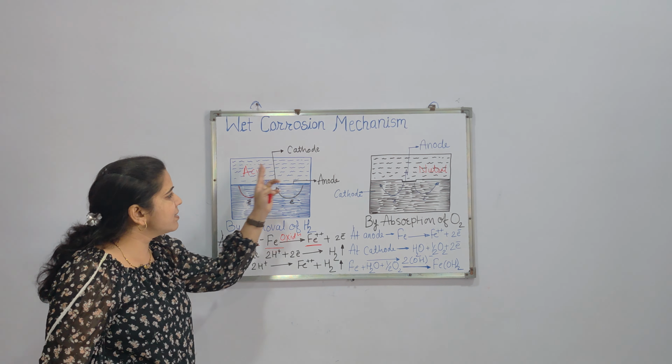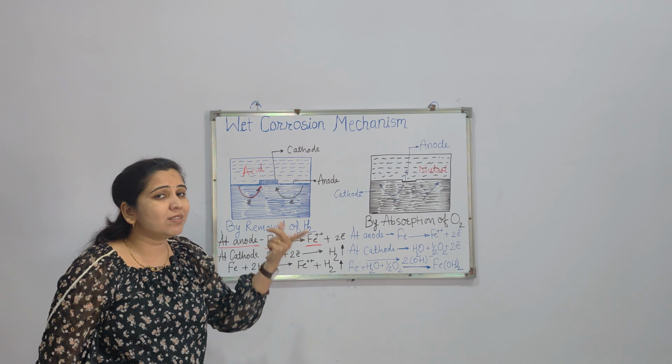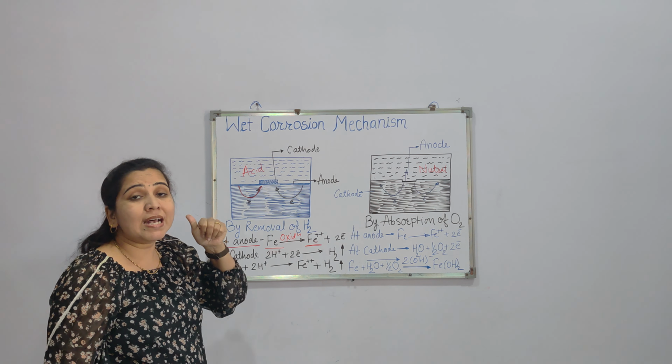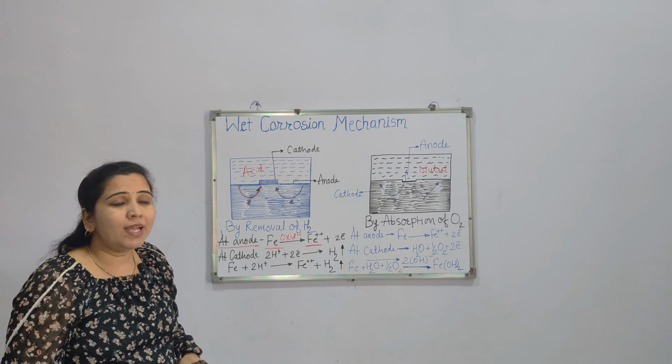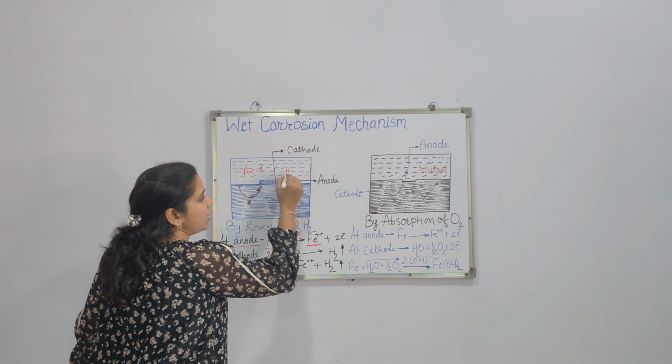So towards this cathodic area, near this cathodic area, there is a presence of acid. So acid, in what way? Acid is nothing but the presence of H positive ions.